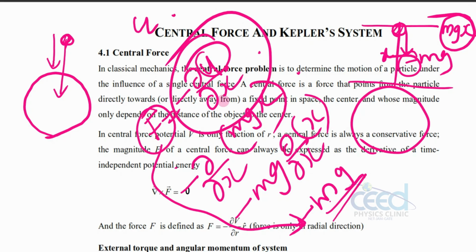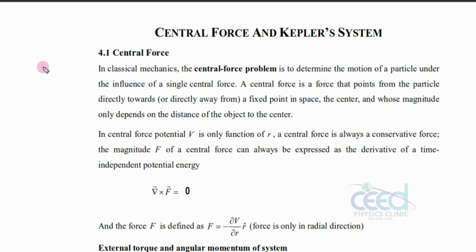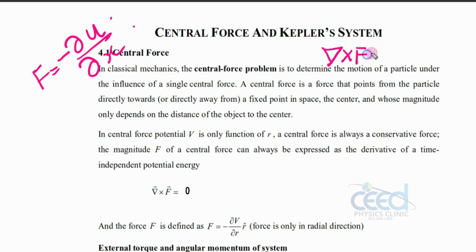So if any body is under a central force, the force acting on the body in terms of potential energy we can write as minus dou U by dou x, right? Now for a conservative force, what is the condition? Del cross F is equal to 0, right? We come back to vector analysis. In mathematical methods in physics, we studied what is del cross, right? What is del cross? See, del cross means it is a curl.